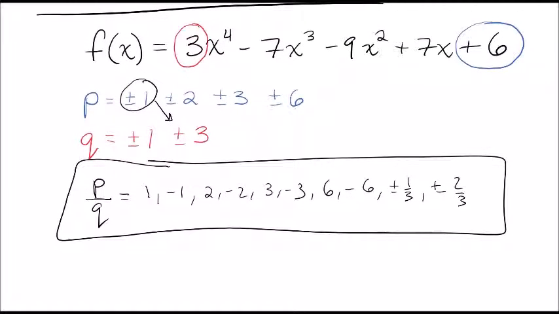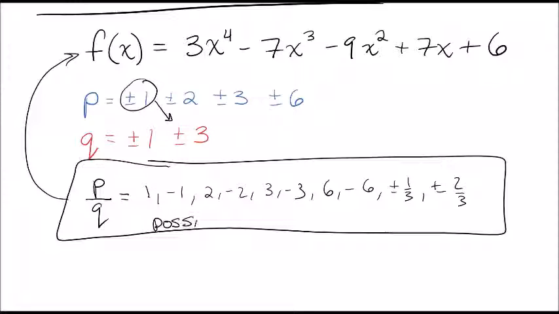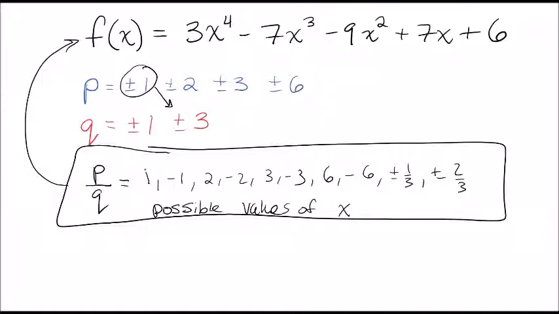Now, in order to find one of the zeros here, I'm going to take these numbers and substitute them into my original function and see when one of them will return a value for f of x of 0. This is basically called the remainder theorem. We're going to use these as our possible values of x, possible values of x that would make this a 0. So let's go ahead and try out 1 in this case. I'll start with 1 here.